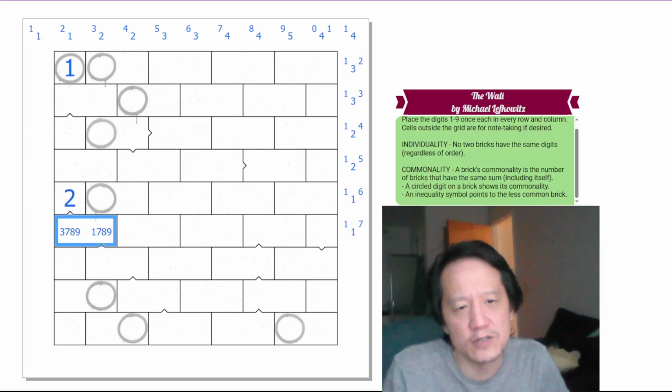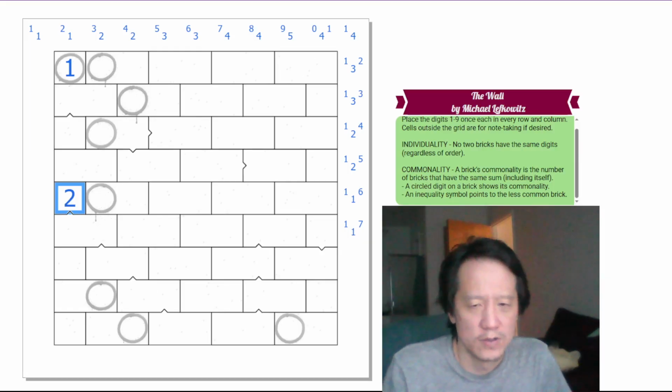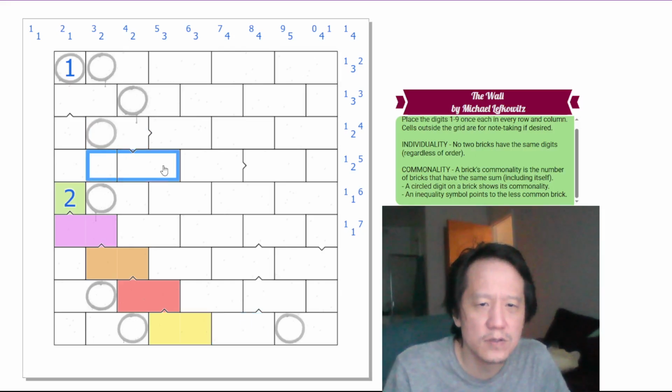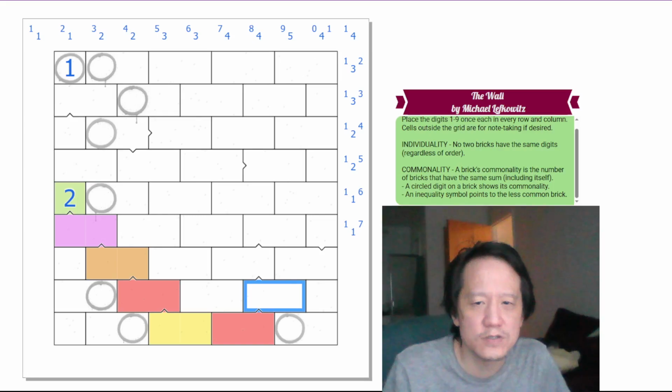So this is commonality 2. Okay, so we're going to mark these with colors. Let's do green, pink, orange, red, and yellow. So 5 is yellow, at least. So this is at least 4, at least 3, at least 2, at least 1. Could be 1 or 2.